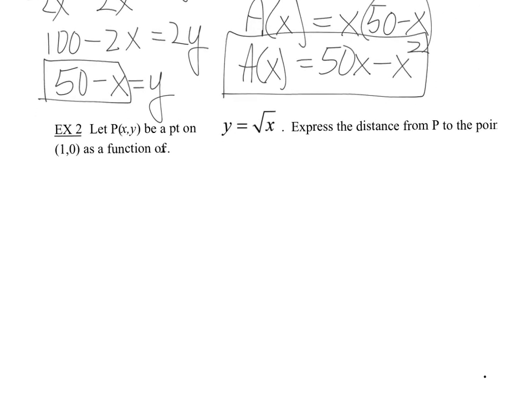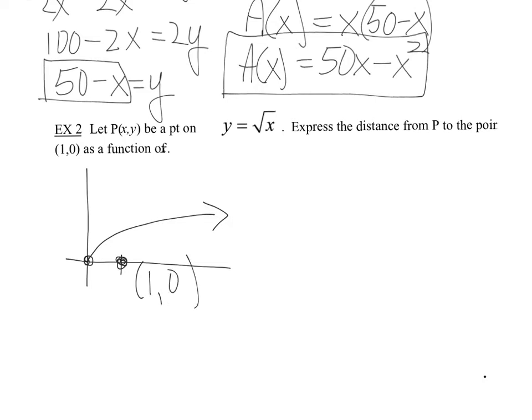Next, let P be point (x, y) on the graph y equals root x. So I think it would be beneficial to draw out the graph of root x, which looks something like this. And then it says express the distance from the point P to the point (1, 0). The word got cut off a little in the copy over to this app. So if I graph the coordinate (1, 0), that's the point right here.